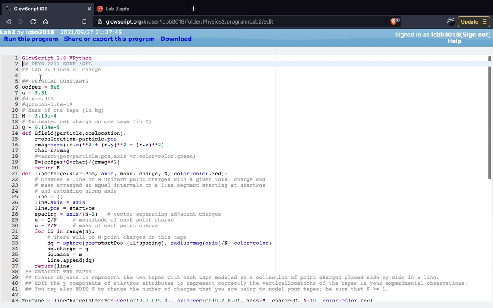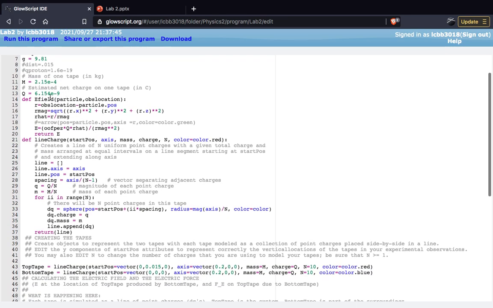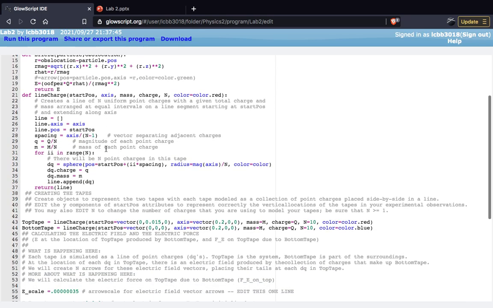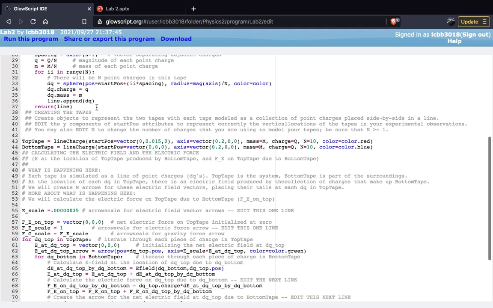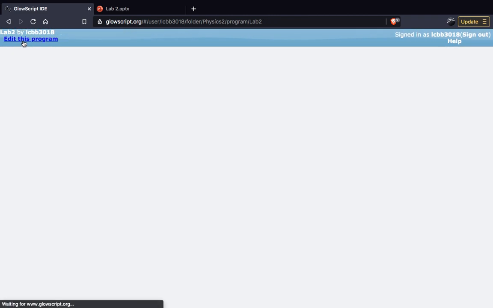Okay, and here's the code. We have our constants put in: the mass, which was 2.15 times 10 to the negative 4 kilograms, the charge, and using this function from the first lab, we're able to discover the value of the E field at a location due to a charge at another location. And with the rest of the code, the iteration is used. And then with that, here's the model.